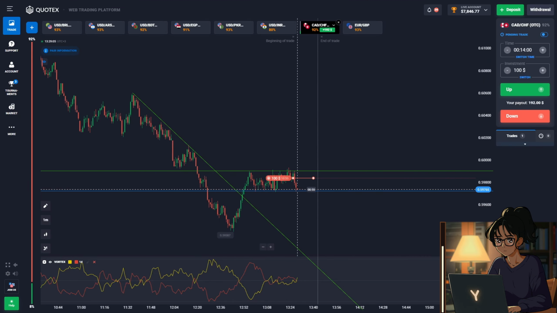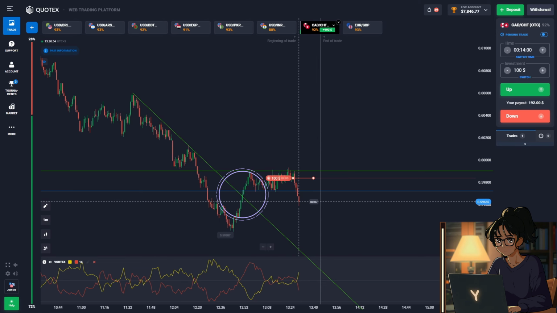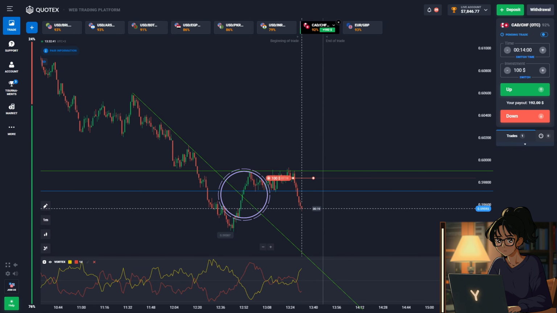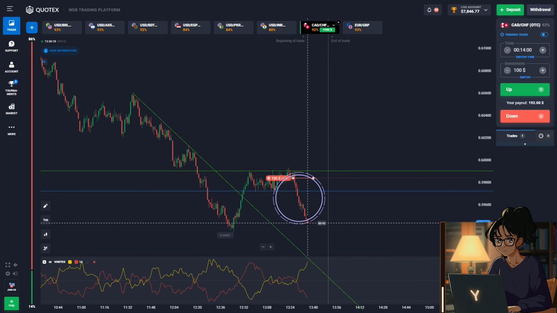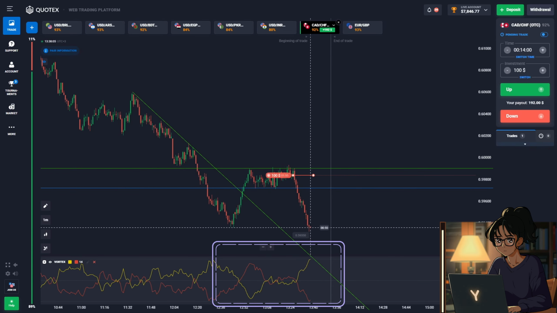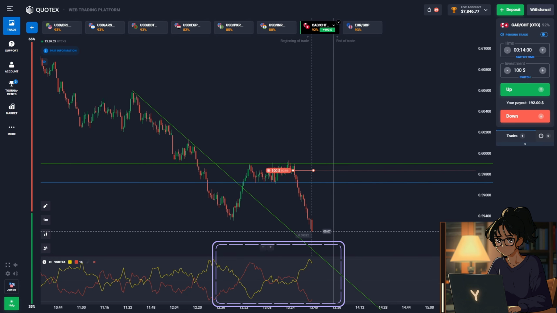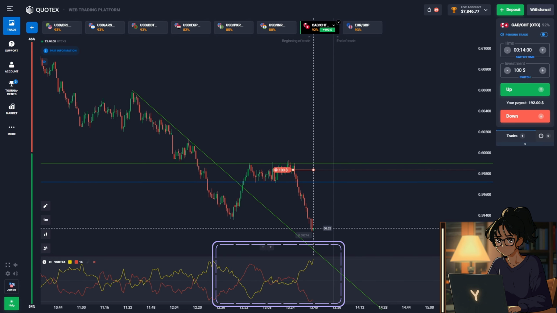Why 14? Because I measured the length of the previous impulse. And I know price will need roughly the same amount of time to cover a similar distance again. I check the vortex, yellow line crosses red from above. It means that bearish momentum is building. Trade closes in profit.